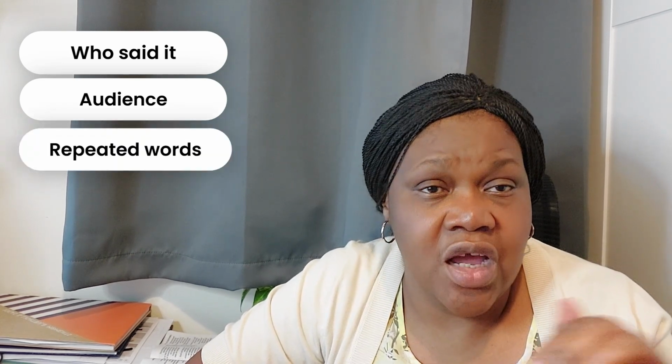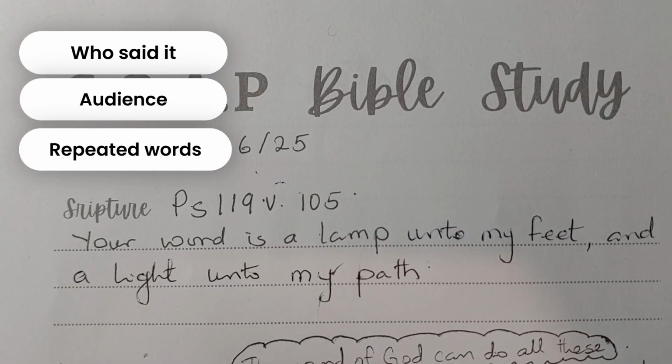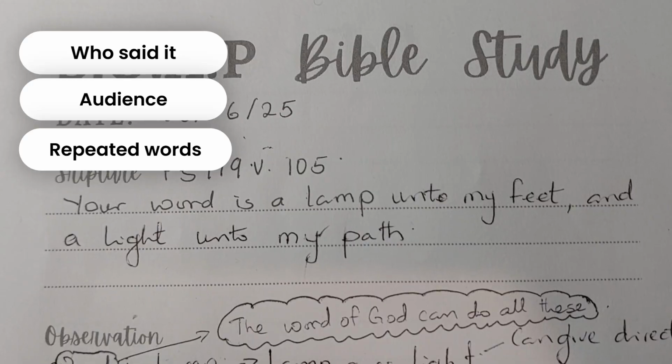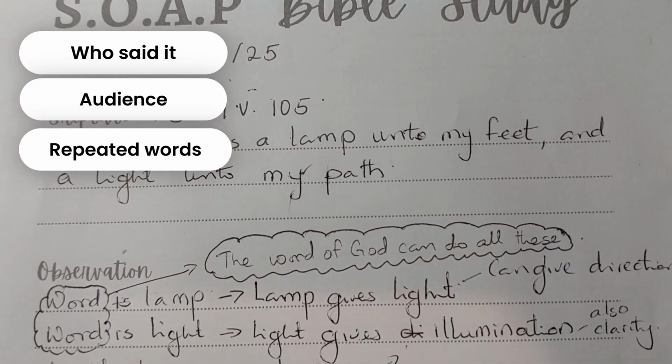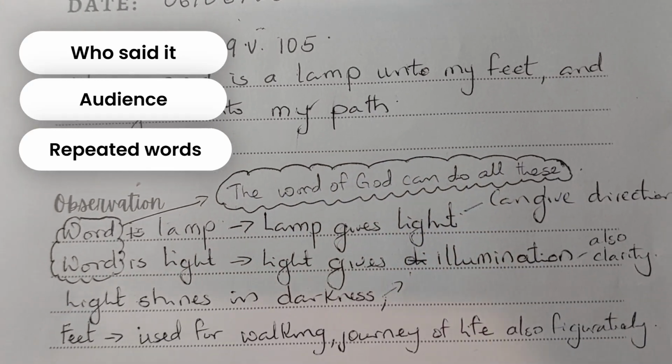Then you look at whether there are some words that are repeated in there, which may show you that there is some emphasis being laid upon a certain word or an incident in the setting where that particular verse was said, what made that verse to be said.